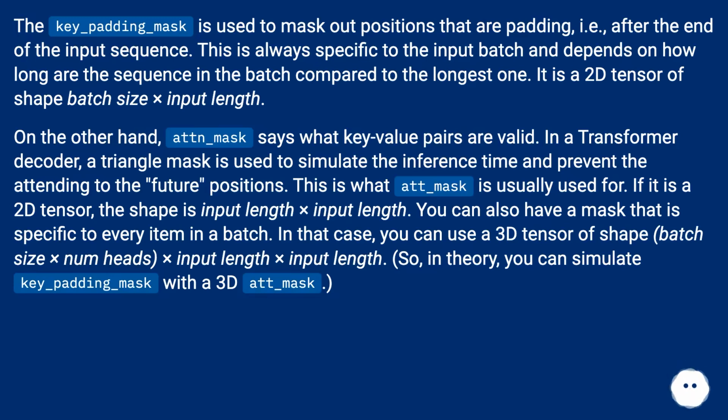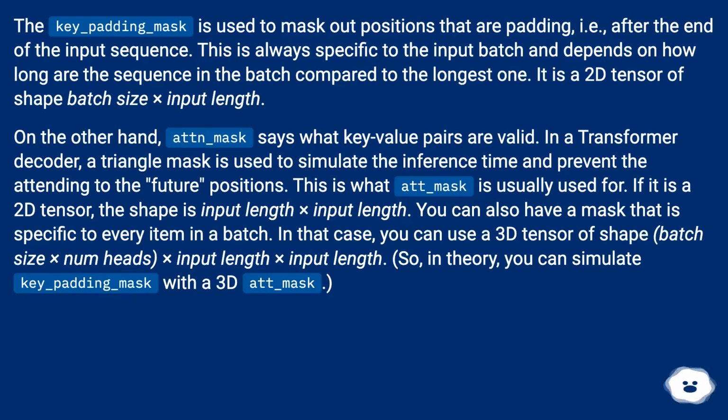On the other hand, attention_mask says what key-value pairs are valid. In a transformer decoder, a triangle mask is used to simulate inference time and prevent attending to future positions. This is what att_mask is usually used for. If it is a 2D tensor, the shape is input length times input length.